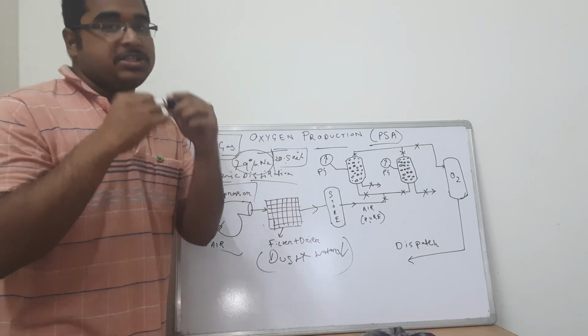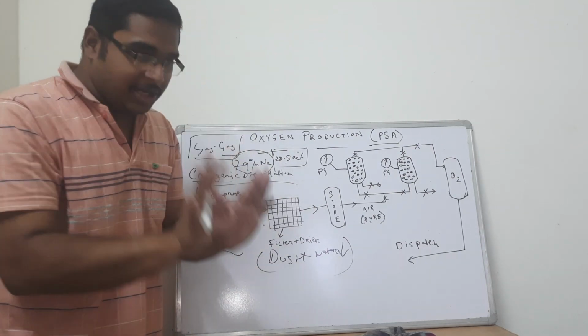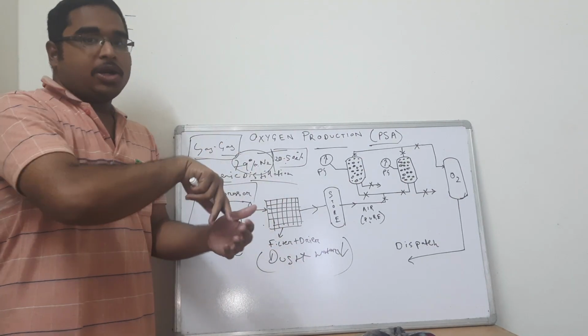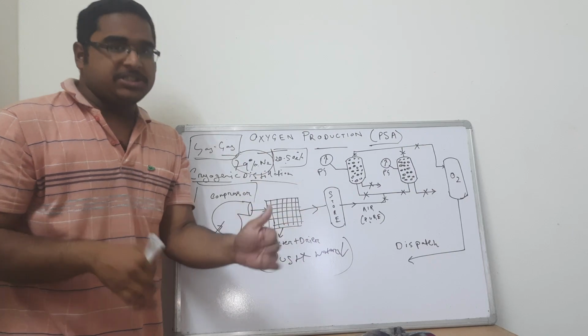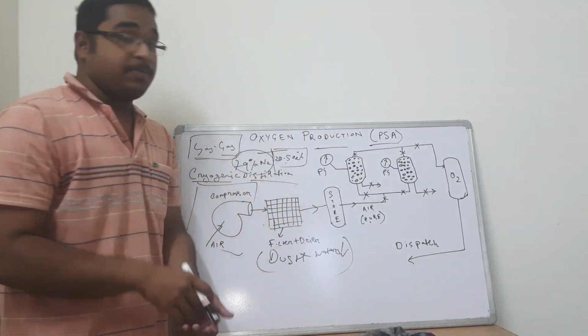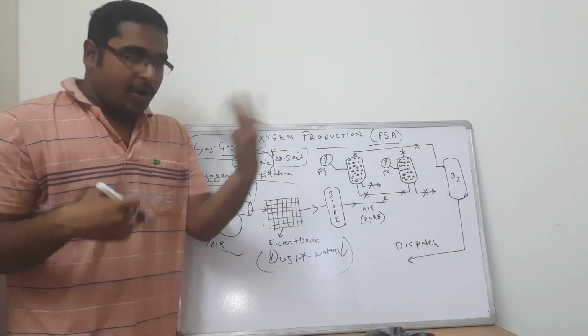Pressure swing adsorption is basically a method where you first increase the pressure, undergo adsorption, then throttle or decrease the pressure to undergo desorption. So first adsorption is taking place, then desorption is taking place. Adsorption of what? Adsorption of nitrogen. Once the nitrogen is adsorbed, what is left in the air?